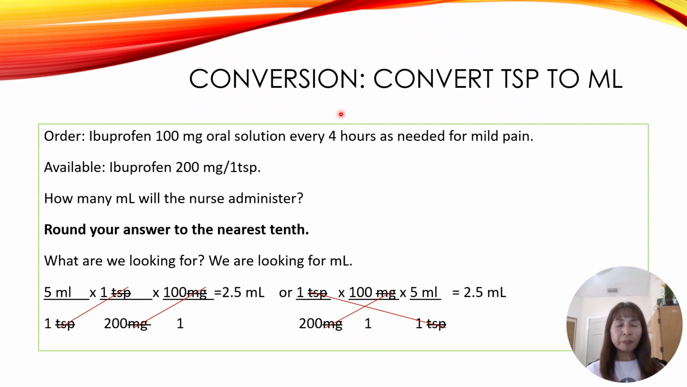Okay, so in this problem we are going to convert teaspoons to ml. We have an order of ibuprofen 100 milligrams, oral solution, every 4 hours as needed for mild pain. What we have is ibuprofen 200 milligrams in 1 teaspoon. So now it's asking us how many ml we are going to give.